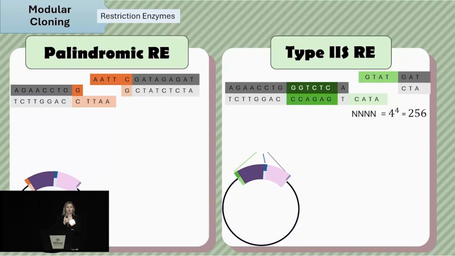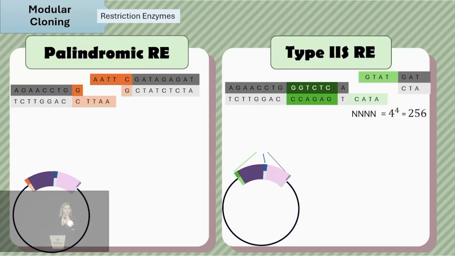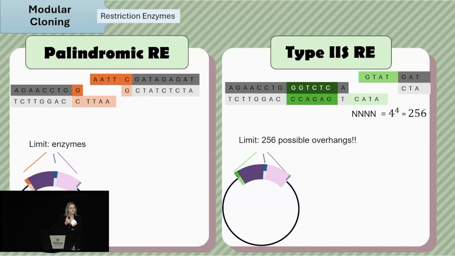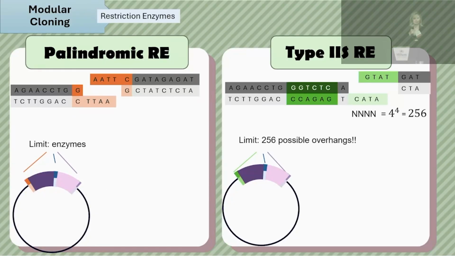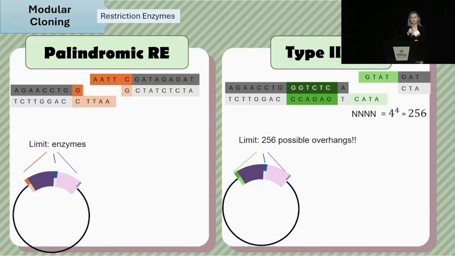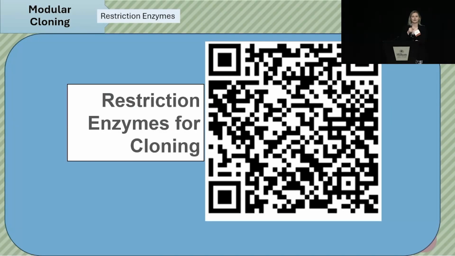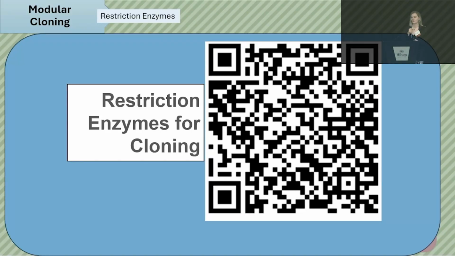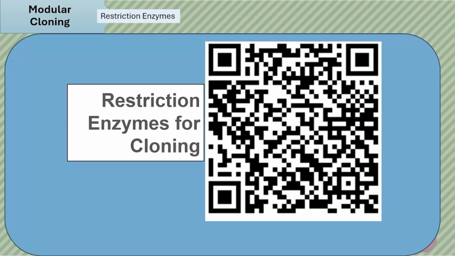And because there are 4 nucleotides in the overhangs, this means that there's 256 possibilities of what your overhangs could be. So this allows for a lot larger reactions. However, it's also worth noting that not all 256 overhangs will react the same. I don't recommend using 4 As. But it's a lot less limiting of a reaction than just using those palindromic enzymes from earlier. And here's a QR code to an Addgene blog about enzymes if anyone's curious to know more.